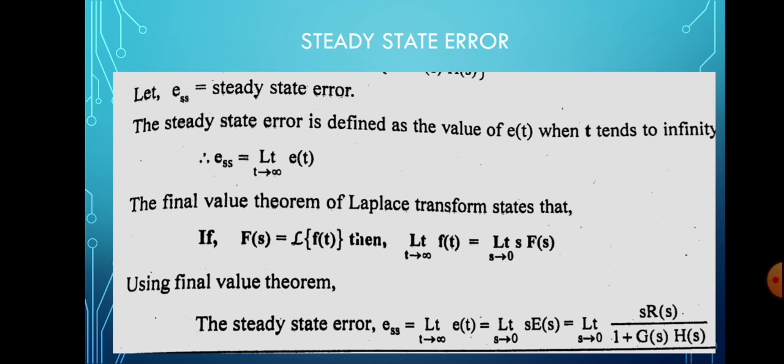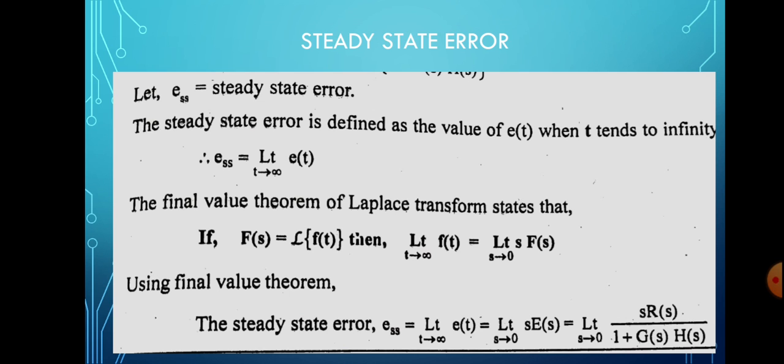So next we will go to the equation for steady state error. We can represent the steady state error as ess, and the steady state error is defined as the value of the error signal e(t) when the time t tends to infinity. That means steady state error ess is equal to limit t tends to infinity e(t). And we will get the value of limit t tends to infinity e(t) by using the final value theorem of Laplace transform.